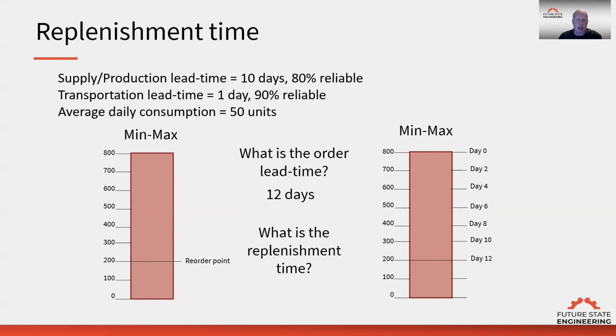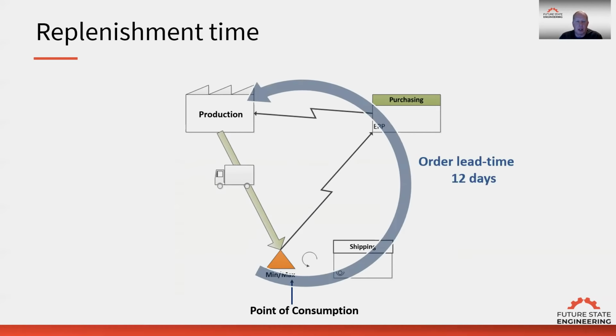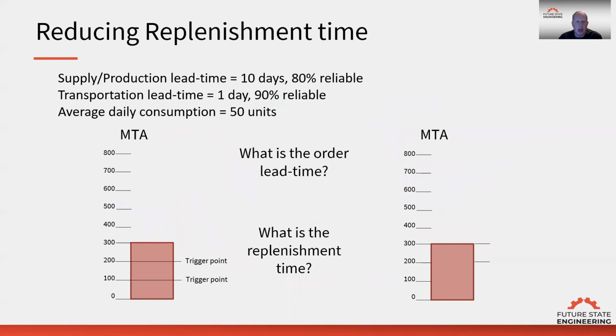Now, the replenishment time is that order lead time plus the production lead time plus the transportation lead time. So our total replenishment time is 23 days in this case. Looking at that scenario, we have 12 days of order lead time, 10 days for the supply and production lead time, and 1 day for the transportation lead time, for a total of 23 days.